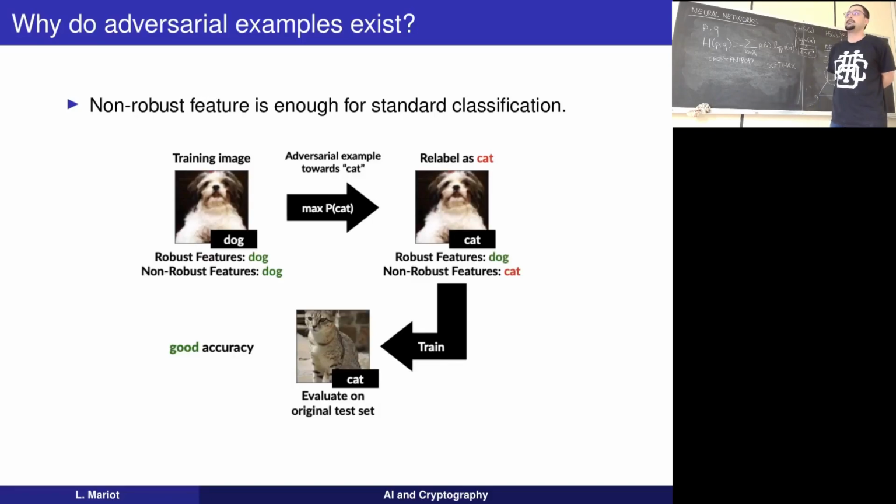And like we said, non-robust features are enough for standard classification. As you can see here, for example, with non-robust features you are classifying the training image as a dog. If you craft an adversarial example, then with the non-robust features you will end up, for example, with the classification of a dog as a cat instead. On the other hand, if you use robust features for the training, then you will have a dog again, even if the original training image has been modified with an adversarial example that is small enough.